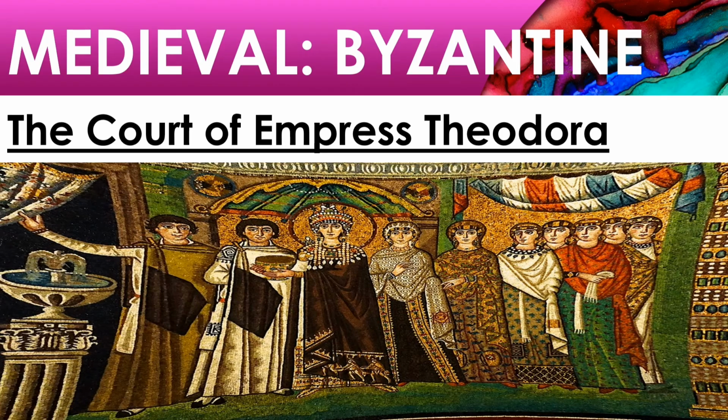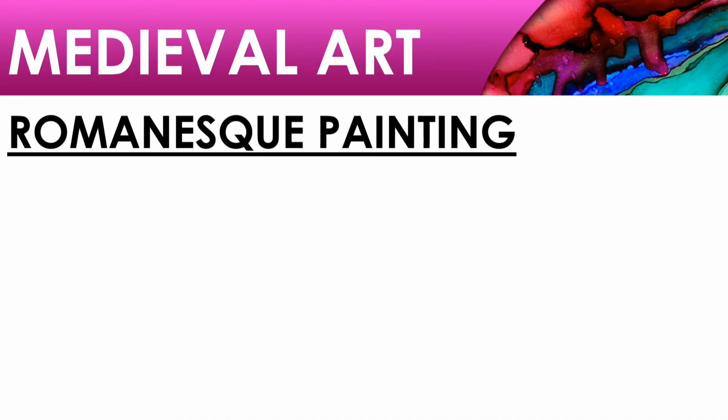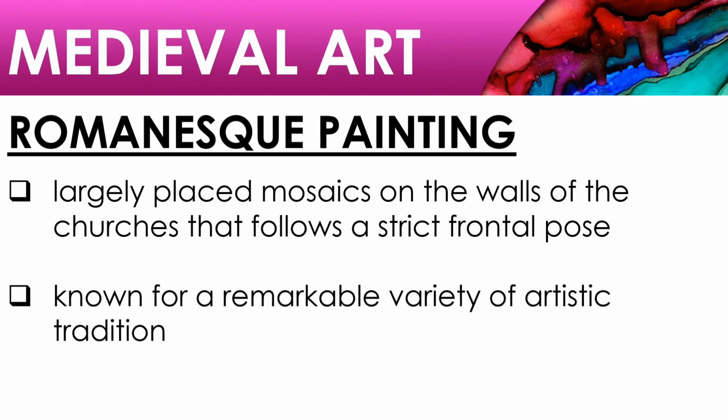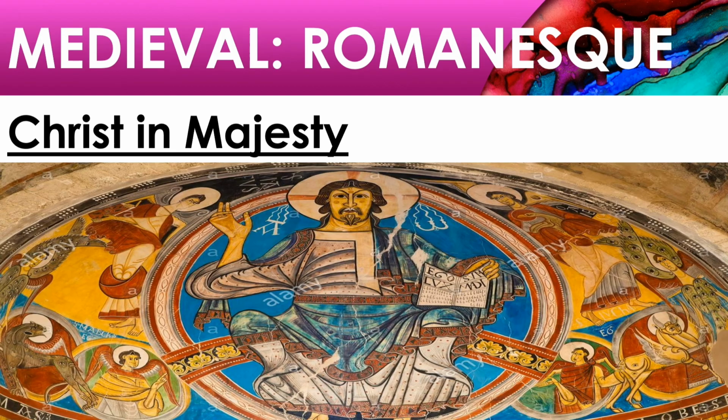Romanesque paintings are largely mosaics placed on the walls of the churches that follow a strict frontal pose. This era is known for a remarkable variety of artistic traditions. This is a painting of Christ in Majesty. It is in the Romanesque era. It shows traces of Mozarabic influence through elongated oval faces, large staring eyes, and long noses. This is the Western Christian image of Christ seated on a throne as ruler of the world.